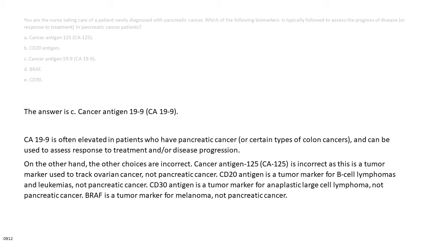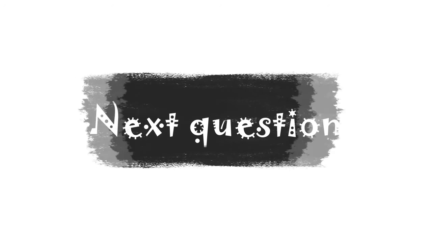Cancer antigen 125, CA125, is incorrect as this is a tumor marker used to track ovarian cancer, not pancreatic cancer. CD20 antigen is a tumor marker for B-cell lymphomas and leukemias, not pancreatic cancer. CD30 antigen is a tumor marker for anaplastic large cell lymphoma, not pancreatic cancer. BRAF is a tumor marker for melanoma, not pancreatic cancer.